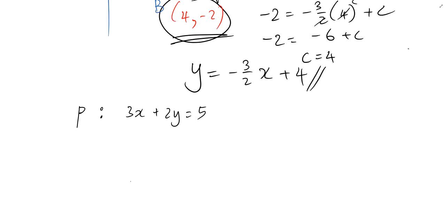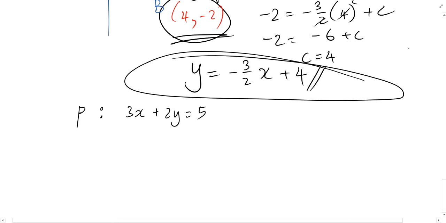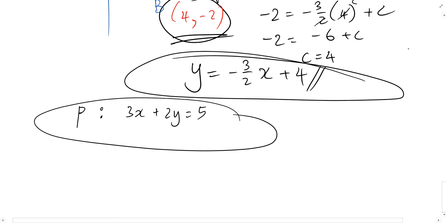How to prove that lines are parallel? In coordinate geometry, same gradient. What does gradient tell us? The steepness of the line. If they have the same steepness, it means that they are parallel. So we look at the gradient. What is the gradient for line AB? Is it 3 over 2? Negative 3 over 2. What do you hope to see when you get a gradient for line P? You hope to see negative 3 over 2, right? But how do you obtain the gradient from here?